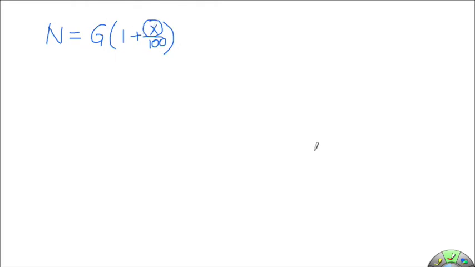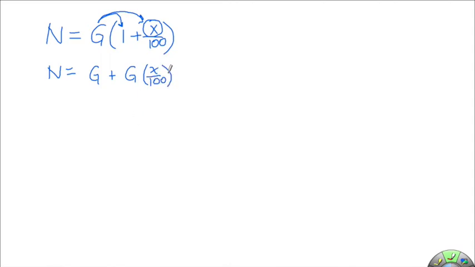The first step is, distribute. So we're going to bring the g into this expression. It's not going to look pretty, but that's okay. So we're going to get n is equal to g times 1, which is just g, and then g times x over 100. And I'm going to write it as g times x over 100. This is totally legal.